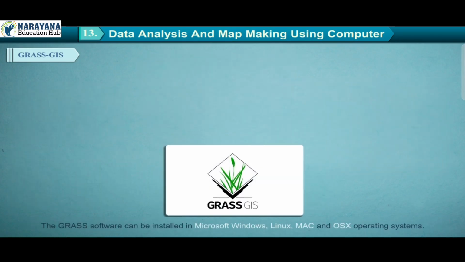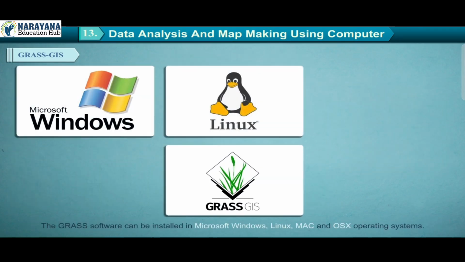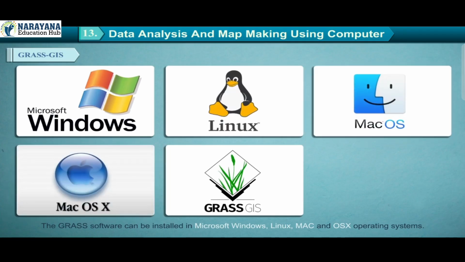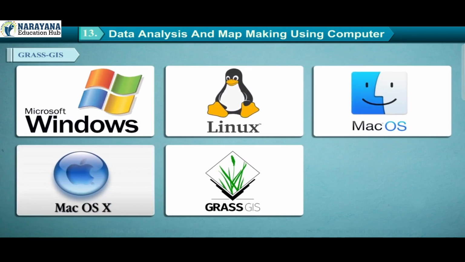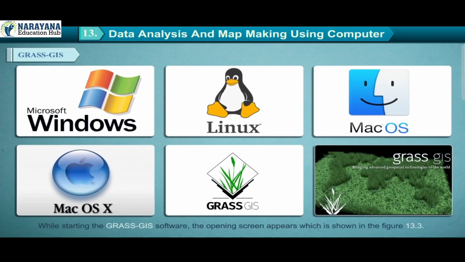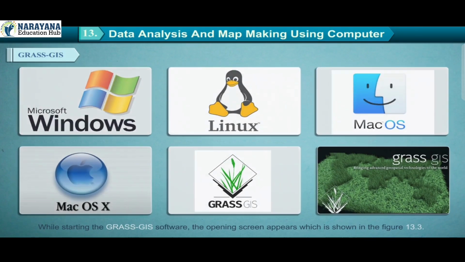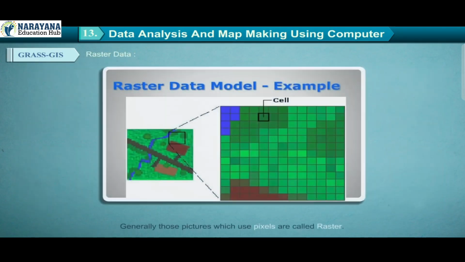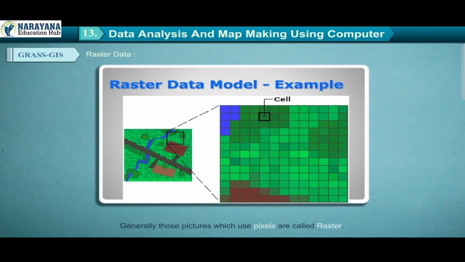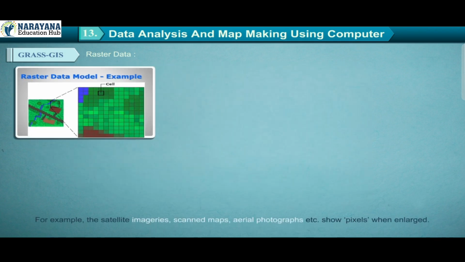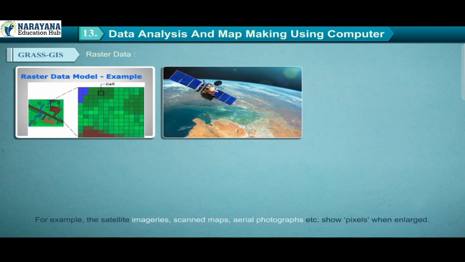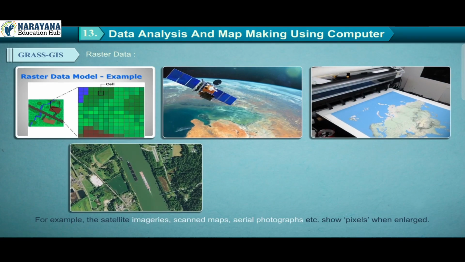The GIS software can be installed in Microsoft Windows, Linux, Mac, and OS X operating systems. While starting the GIS software, the opening screen appears, which is shown in the figure. Raster data. Generally those pictures which use pixels are called raster. For example, the satellite imageries, scanned maps, aerial photographs, etc.